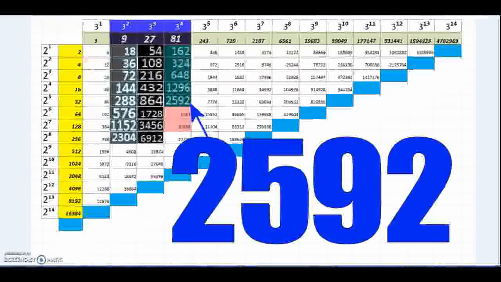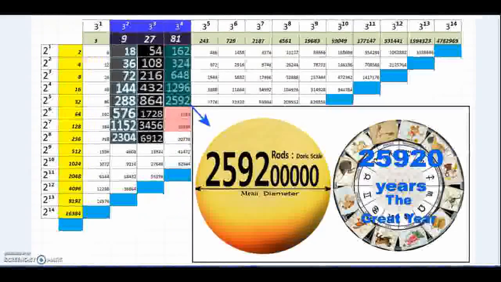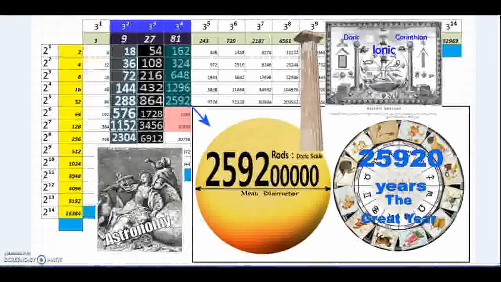Next one, 2592. This is important in precession. I already mentioned there are 25,920 years in the Great Year. And on the Doric scale, rods, what do we have? The Sun, 2592. Sun, Earth, Moon, and stars, weights, and measure systems.